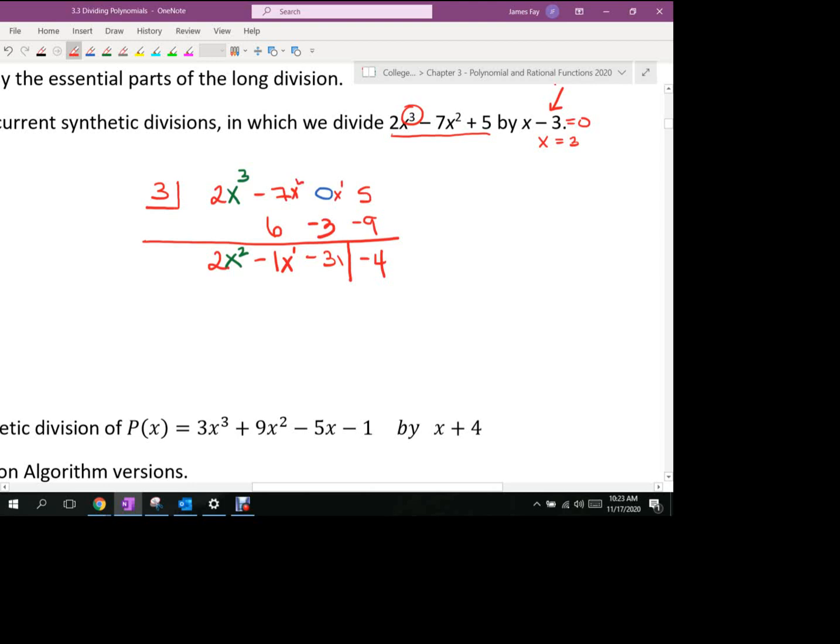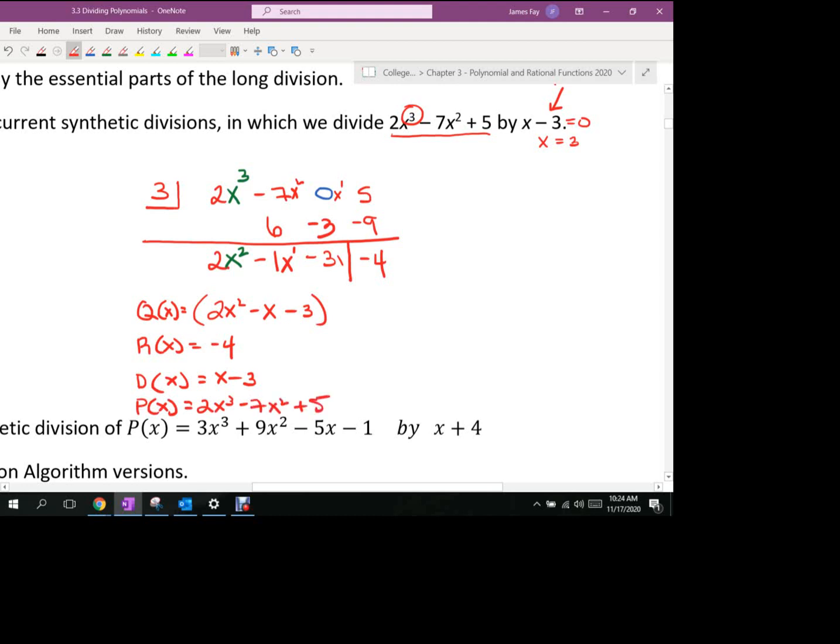If you got 0 on the bottom, let's write this one down, and then I'll give you an example in a minute. So the quotient row here would be 2x squared minus x minus 3. Okay, that's q of x. The remainder is -4. The divisor was x minus 3. And if you remember, the original polynomial p of x was equal to 2x cubed minus 7x squared plus 5.